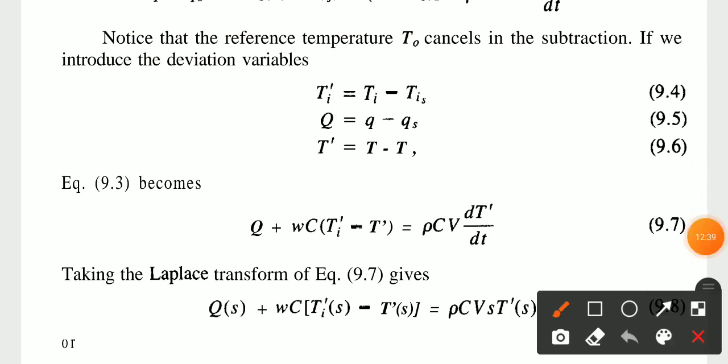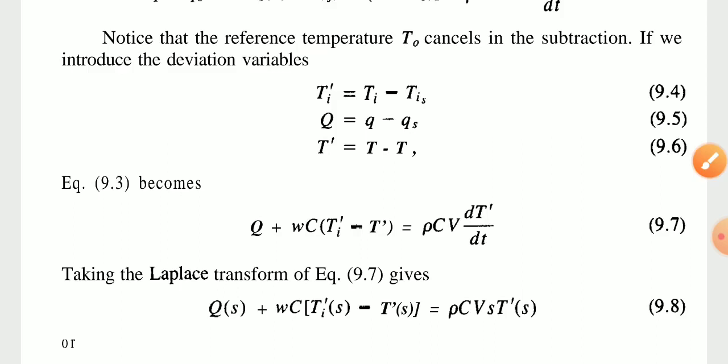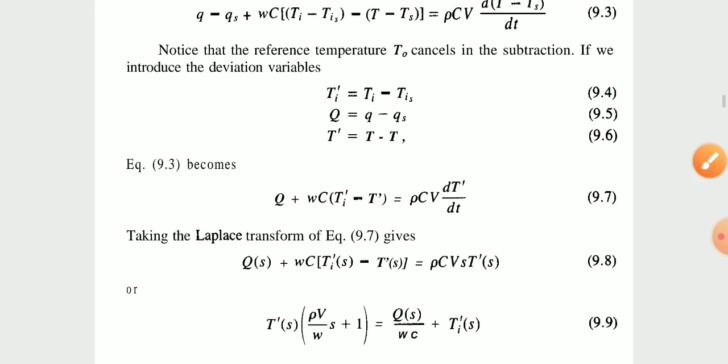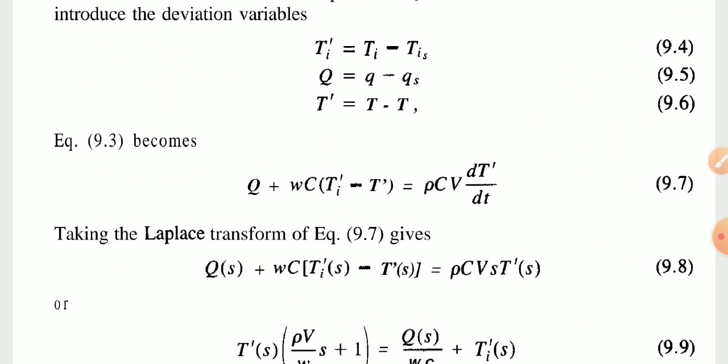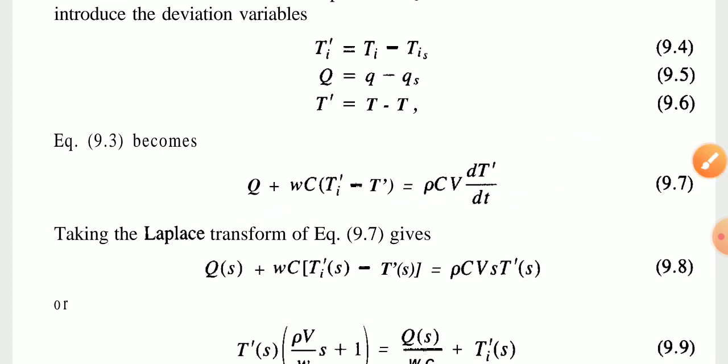cancels in the subtraction. We introduce the deviation variables: Ti dash is equal to Ti minus Tis, Q dash is equal to Q minus Qs, T dash is equal to T minus Ts. Okay, the Q minus Qs is equal to Q dash. Okay, equation 9.3 we have written on this basis in this way: Q dash plus Wc (Ti dash minus T dash) is equal to rho Cv dT dash by dt.